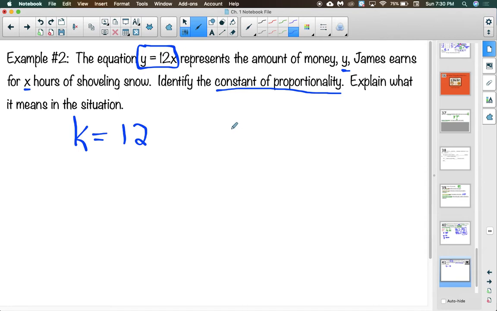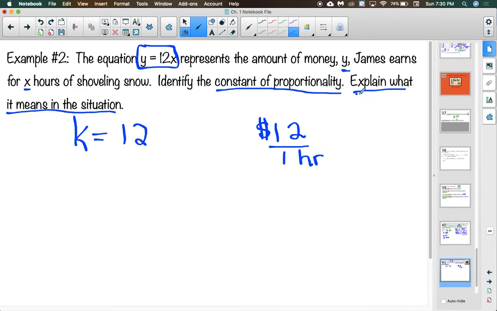We're halfway done this problem. Now it says explain what it means in the situation. So this is a little bit tricky. Remember, K is a unit rate. So we have to put that 12 back into unit rate form now. K is 12. If we want to talk about the unit rate, it's 12 over 1. And it tells us that it's the amount of money that James earns for x hours of shoveling snow. So it's $12 that James earns for every 1 hour of shoveling snow.